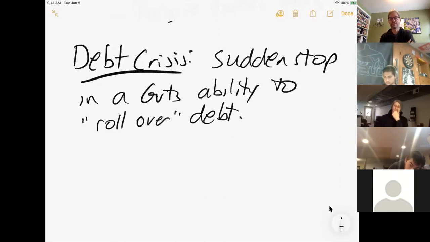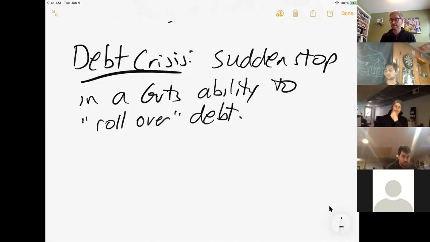So a debt crisis is essentially a sudden stop in a government's ability to roll over its debt. At any point in time, not only are governments issuing new debt, but they're rolling over old debt, meaning that old debt that is maturing, they're paying off those bondholders and issuing new bonds to pay off the old ones. And so when markets lose confidence, in other words, when markets decide that a country no longer has the debt tolerance to pay back its bills, markets will stop lending. People will become much more reluctant to buy its bonds, and as a result, governments cannot borrow enough and find that there's this sudden stop, where their ability to borrow drops like a rock.